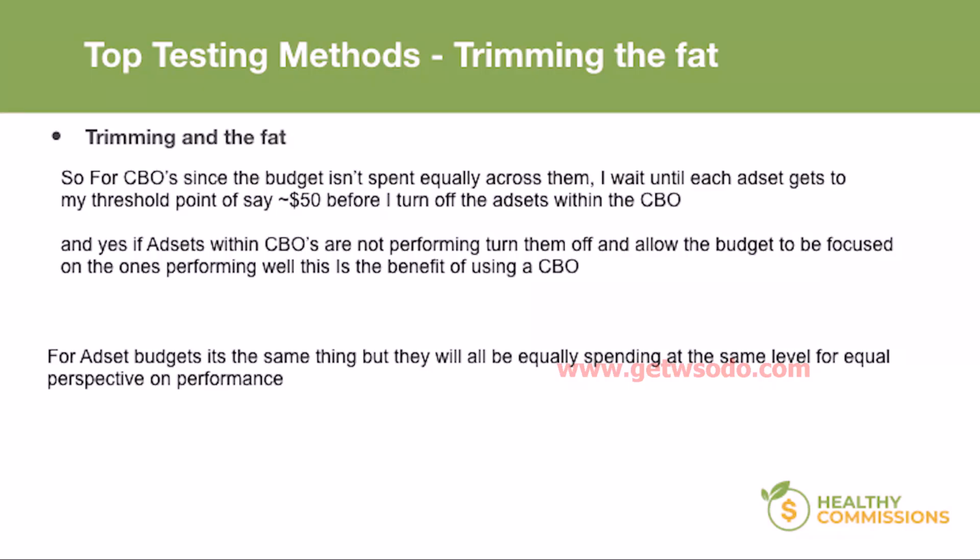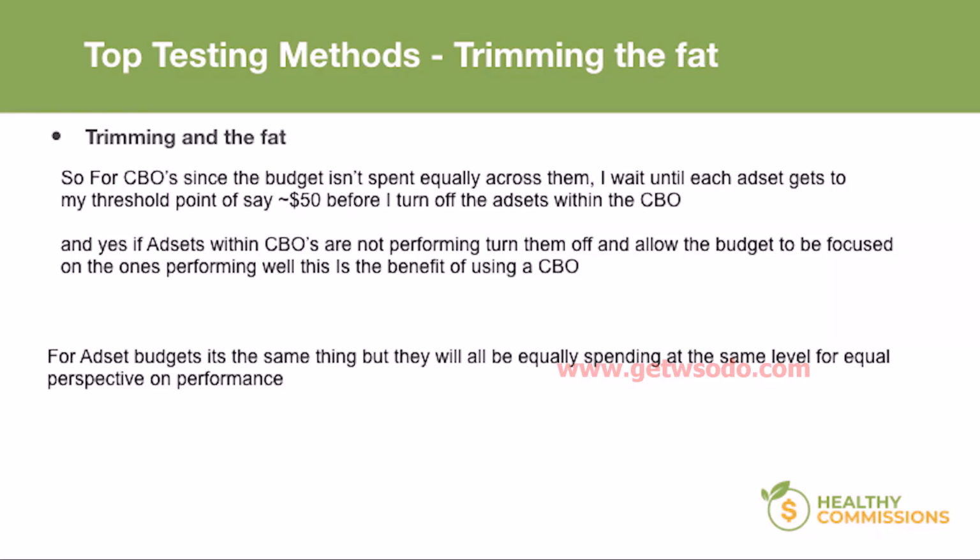And this is the whole benefit of using a CBO, right? Because let's say you have 5 ad sets in there, 2 of them are performing well, 3 aren't, and you're spending $100 a day on those. You could turn the 3 that aren't performing off, and then that budget gets allocated to the ones that are performing well. And then the increase in budget will then obviously theoretically improve the performance of those ones that are working.